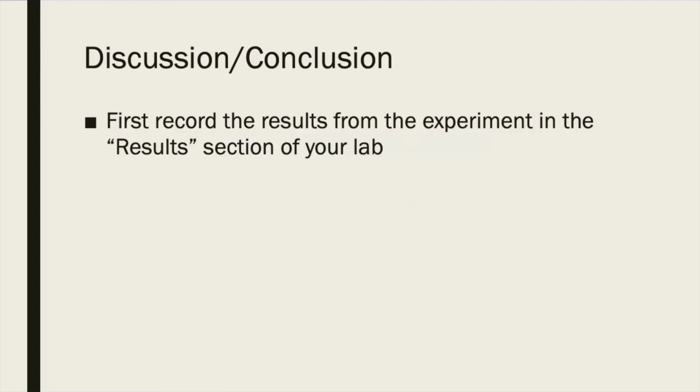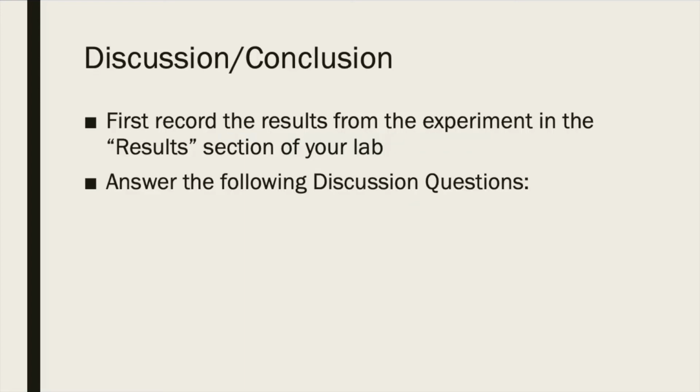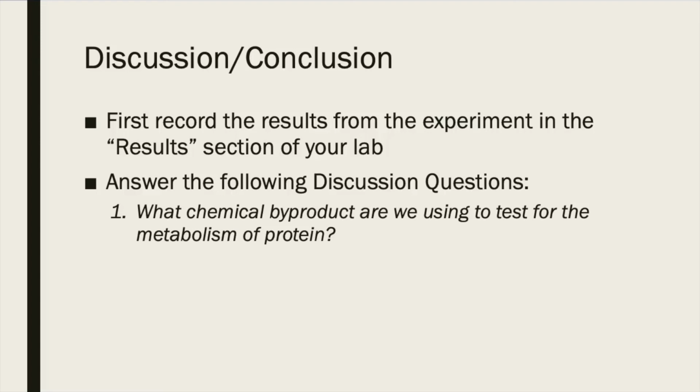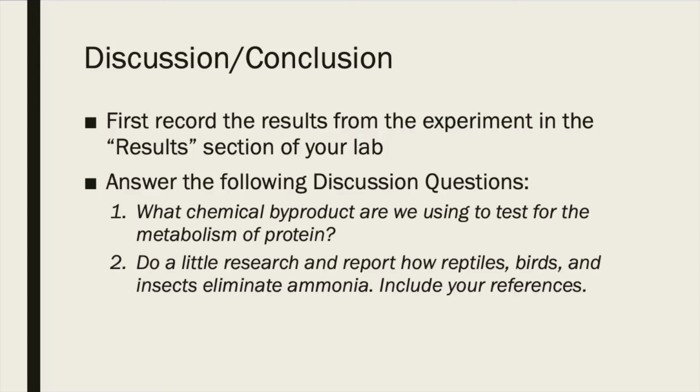To complete this lab, you will need to record these results in the results section of part 4 of the Biomolecules lab, and then answer the following discussion questions. What is the chemical byproduct that we are using to test for the metabolism of protein? And then do a little bit of research and tell me how reptiles, birds, and insects eliminate ammonia.